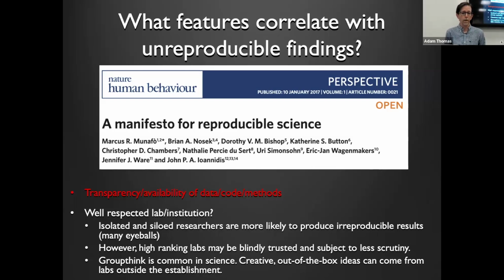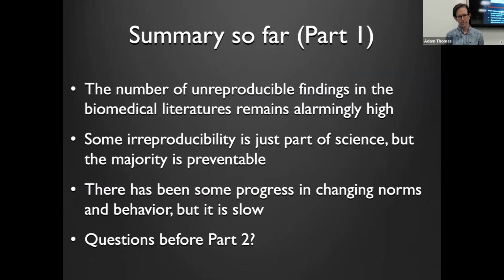If there's a whole lot of respect, perhaps no one has actually looked at it before. And I could tell a lot of anecdotal stories of that happening. Also, groupthink is surprisingly common in science. Creative out-of-the-box ideas can come from labs outside of the establishment.